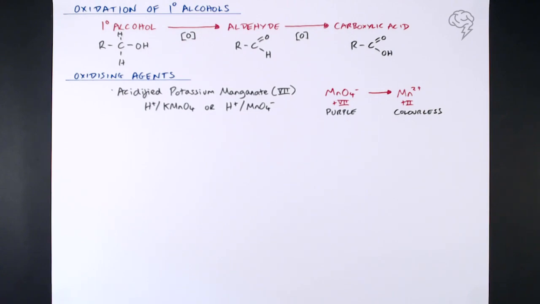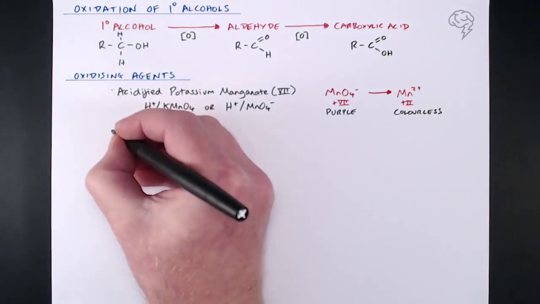And we can see that oxidation has actually happened because, of course, if there's no oxidation, you don't get a color change, because if there's no oxidation, there's no reduction of the manganese. So that's our first option. Okay, our second option is very similar.